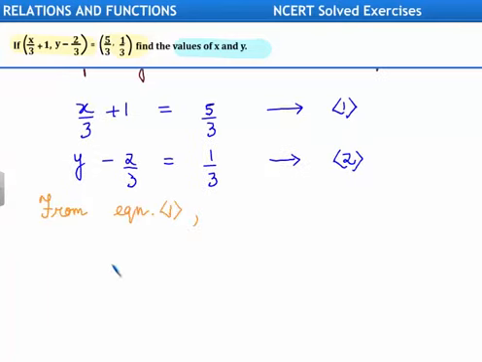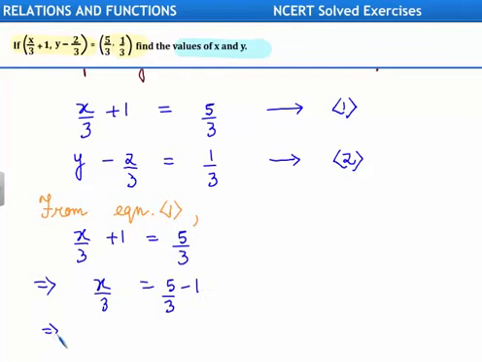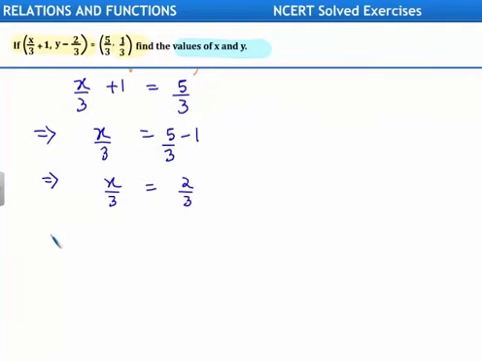From equation 1 we have x/3 + 1 = 5/3. This implies x/3 = 5/3 - 1, which further implies x/3 = 2/3, and this implies x = 2. Therefore, we have x = 2.